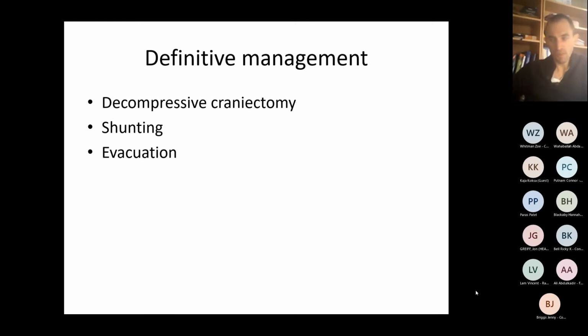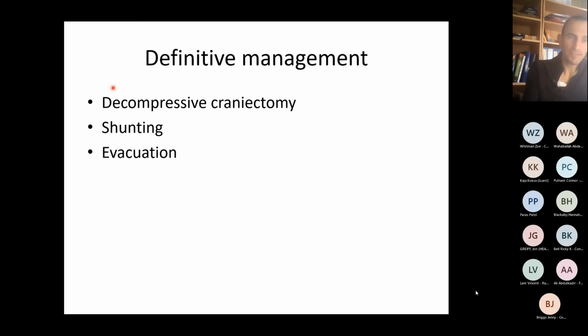So we've talked about some complications, things to think about. I'm now going to talk a little bit about definitive management. Your patient with your brain injury, they get whisked off to Queen's, and then Queen's do something in their magic box and send the patient back to us for neuro rehab.